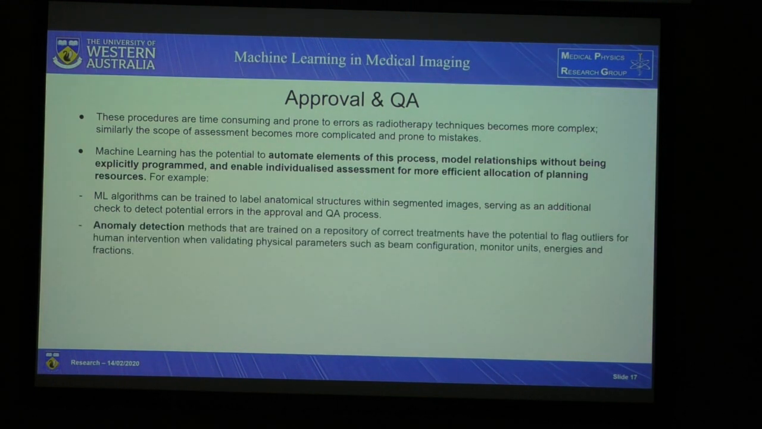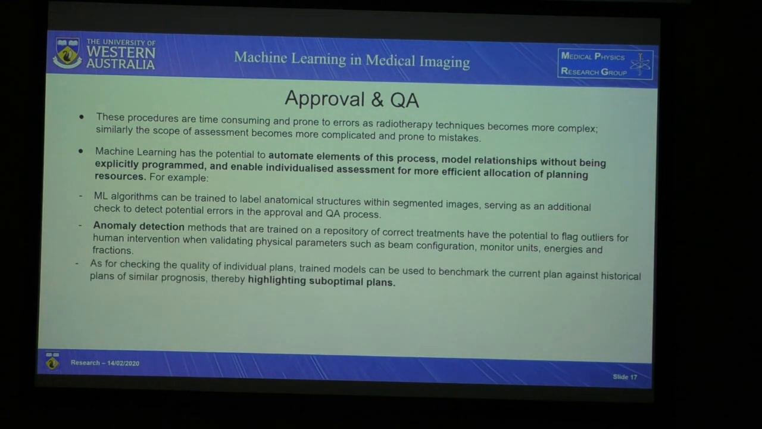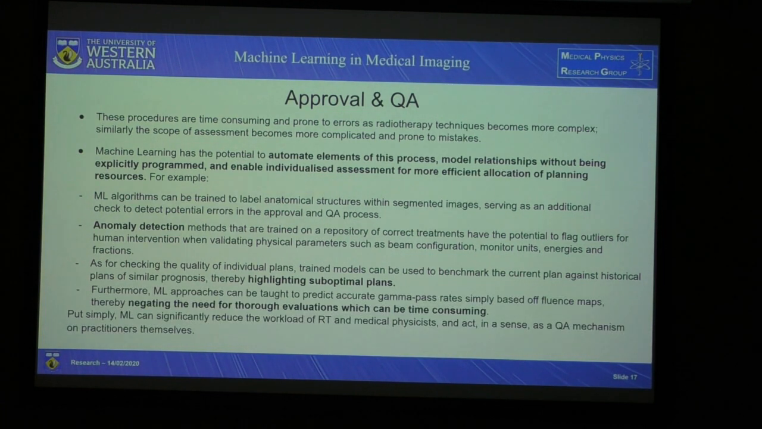Anomaly detection methods that are trained on a repository of correct treatments have the potential to flag outliers for human intervention when validating physical parameters such as beam configuration, monitor units, energies, and fractions. And as for checking the quality of individual plans, trained models can be used to benchmark the current plan against historical plans of similar prognosis, thereby highlighting suboptimal plan parameters.